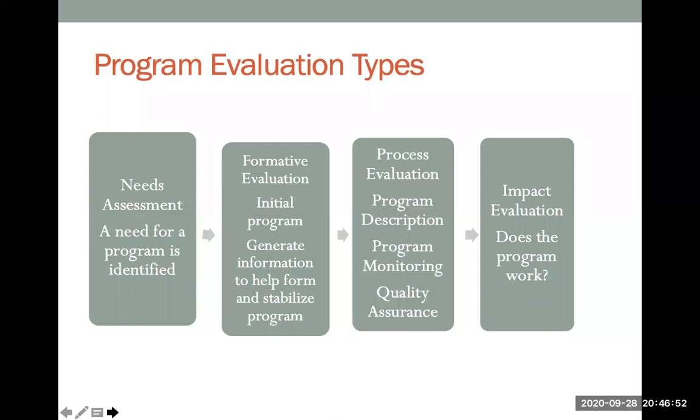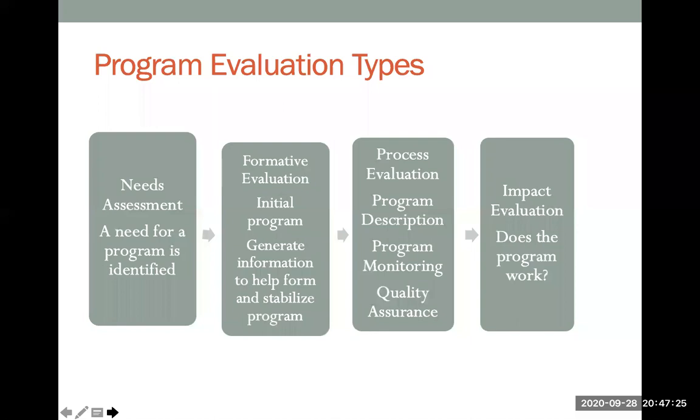Once we identify that there is a need for a new program, we develop the program, and then we're aiming to assess if the program itself is generating helpful information, specifically in formative evaluation. It's a new program, and we want to make sure that the plan we've created is being implemented as it should be implemented, and it also helps to stabilize the program.